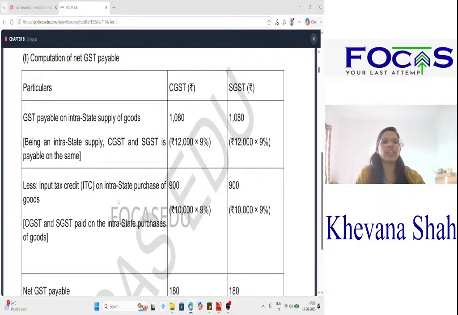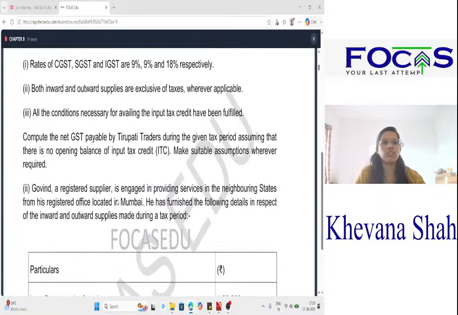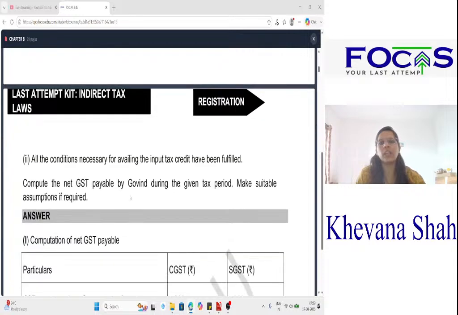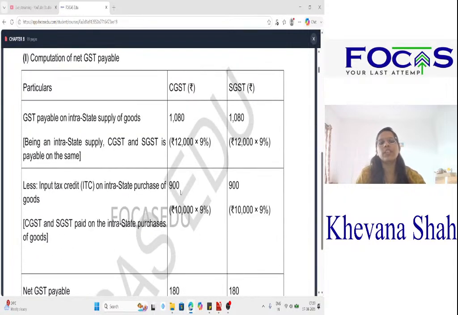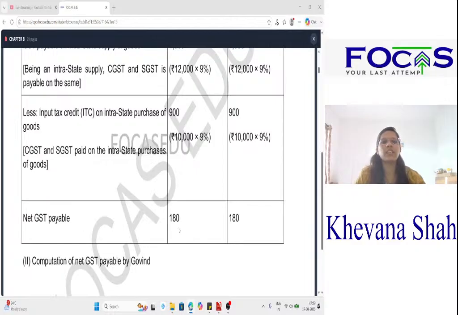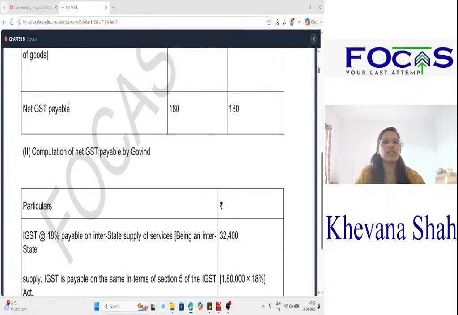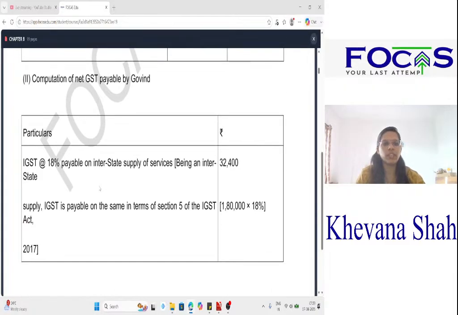Then you have ITC on intrastate purchase of goods. The second that we are given is value of interstate purchase of goods. On these 10,000 we will be allowed to take the ITC. So on 10,000, 9% each comes to 900 rupees. So the net GST payable will be 180 rupees CGST and SGST. Then computation of net GST payable by Govind.